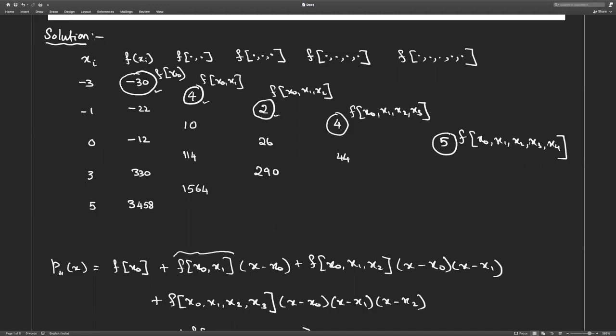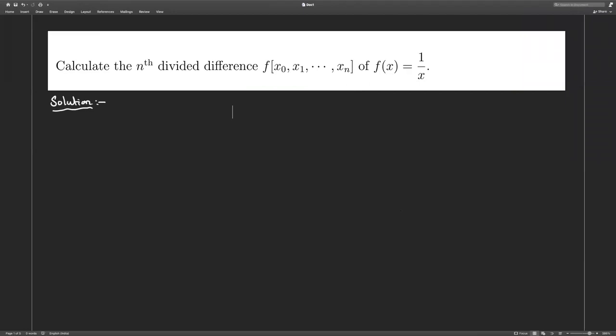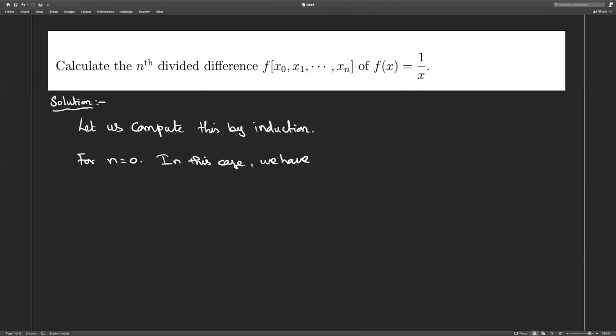and then you go to compute the polynomial. Next, let us compute the nth divided difference f of x naught, x1 up to xn for the function f of x equal to 1 by x. Let us compute this by induction. Let us consider the case when n is equal to 0. In this case, we have f of x naught is simply equal to 1 by x naught, right?